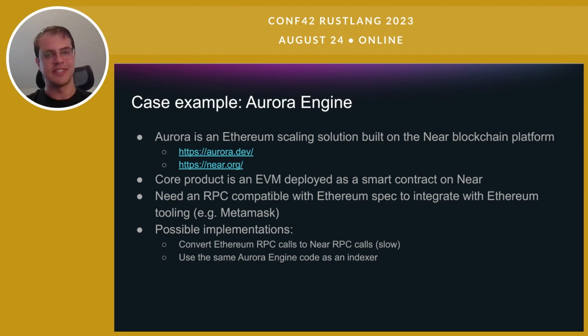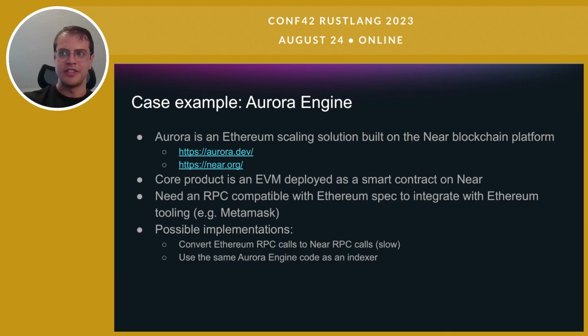Near uses WebAssembly as its blockchain VM, which means it's super powerful. Rust compiles to it no problem, like we saw earlier. And you can write an implementation of the EVM in Rust, compile it to WebAssembly, and now you have it as a smart contract on Near. And that enables this whole scaling solution where now you're using Near to run the EVM transactions instead of Ethereum itself. So you're benefiting from Near's better scaling, the sharding and consensus and all this stuff. But again, out of scope for today.